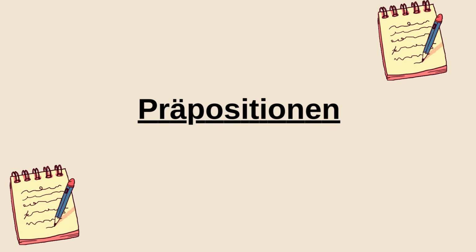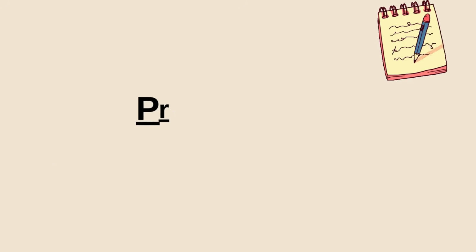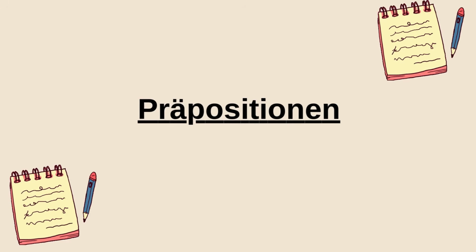We will learn in this lesson prepositions. In German, prepositions are divided into three parts: accusative prepositions, dative prepositions, and genitive prepositions. We're gonna see accusative prepositions, dative prepositions, and two-way prepositions in this lesson. Let's start with accusative prepositions.